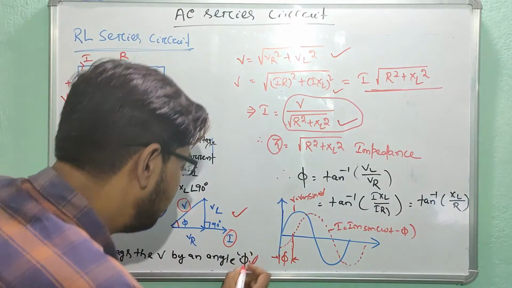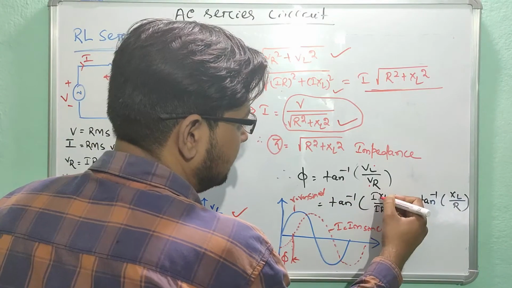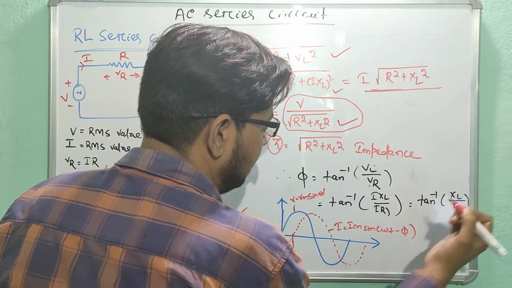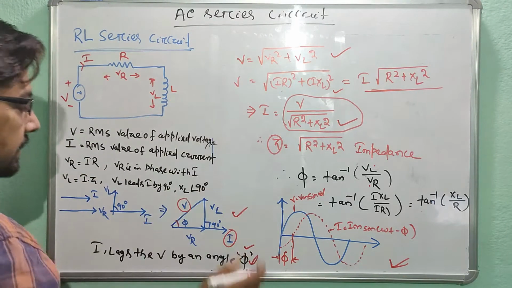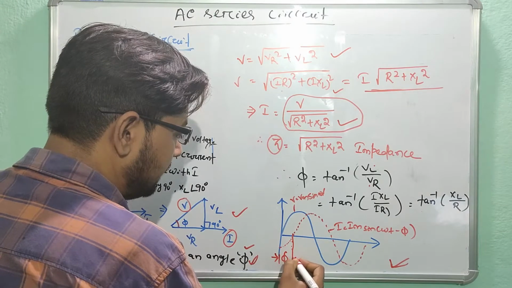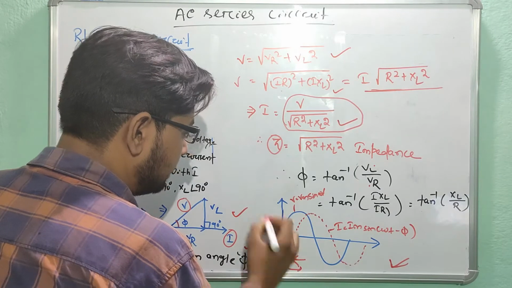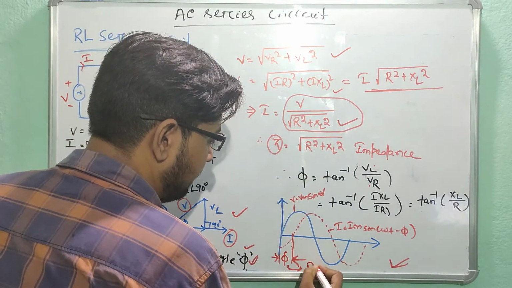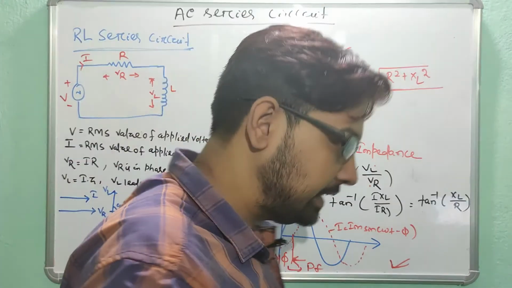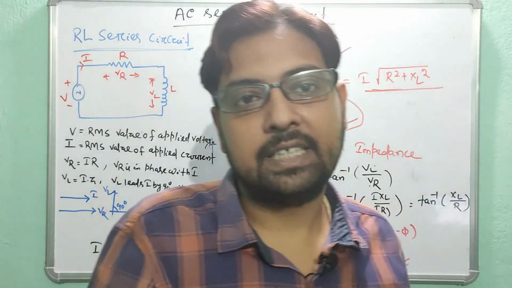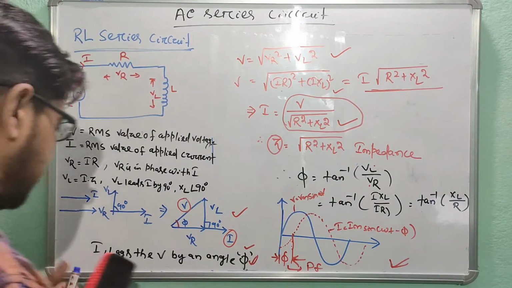And what is my phi value? Phi is equal to tan inverse VL by VR, or tan inverse IXL by IR, or tan inverse XL by R. This is my waveform of the RL series circuit. Here the angle between the voltage and the current is phi, and the cosine of this angle is known as the power factor, which is a lagging power factor. So for the RL series circuit, the angle between the voltage and current is phi, which gives a lagging power factor.